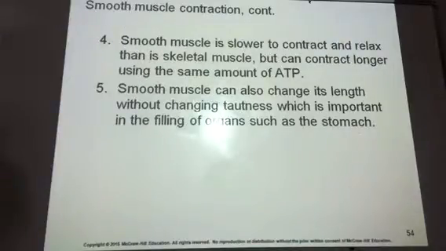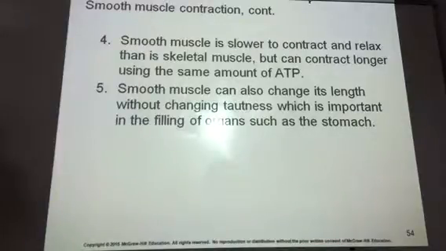Smooth muscle contracts slower and relaxes slower than skeletal muscle, but it can also contract for a longer period of time. It does not tire as easily, and it uses the same amount of ATP as your skeletal muscle does. So they're slower to contract, which is efficient when it comes to the amount of energy they use. Smooth muscle can also change its length without changing its tautness or tightness, which is important in the filling of organs such as the stomach.